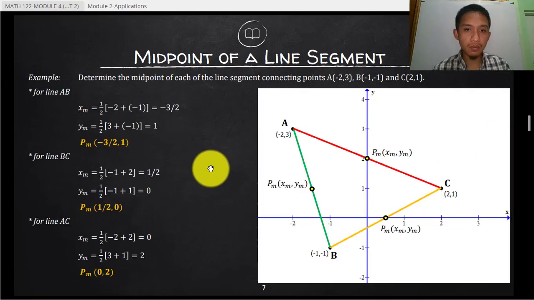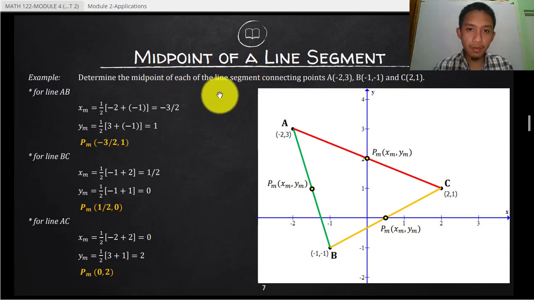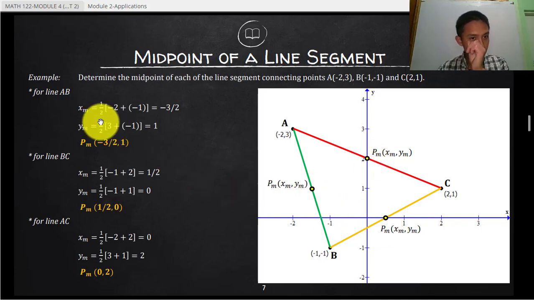So again, let's go back to the same problem. We will just continue so that we will not be drawing a lot of figures here. Let's say I want to get the midpoint of each of the line segments. We are referring here to the line segments connecting AB, BC, and AC. All we need to do is find the middle of those. So let's start with line AB. Find first the midpoint of line segment AB.